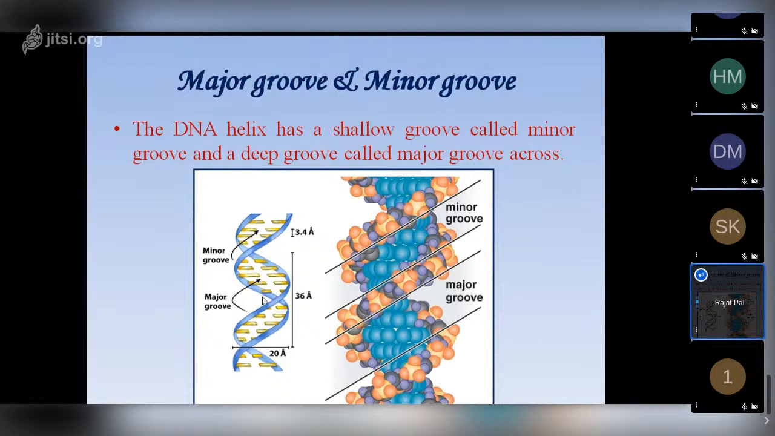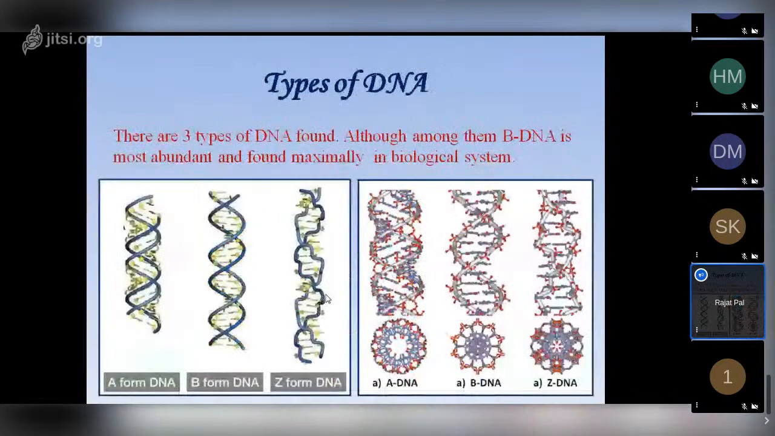These grooves are actually important for the tight binding of the protein molecules. If the molecule were very smooth in structure with no grooves, then the protein could not bind very tightly with the DNA molecule. As I told you, several protein molecules have to bind with the DNA molecule or the RNA molecule, so it should have uniformity as well as some grooves. So these are the major grooves and minor grooves. These are very important in the DNA structure.